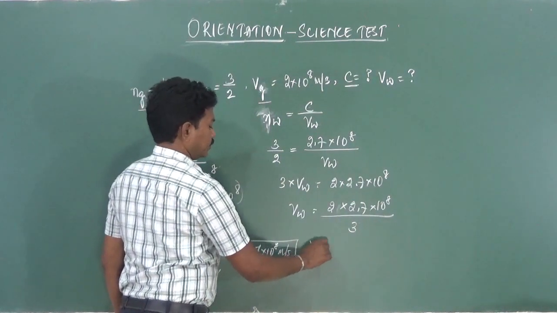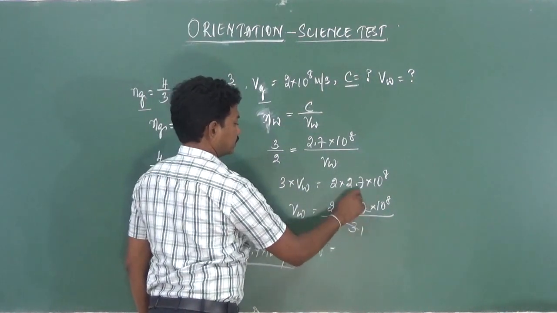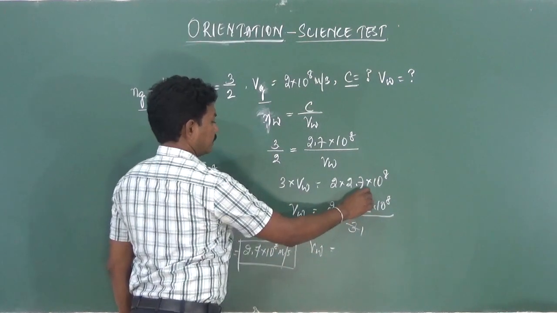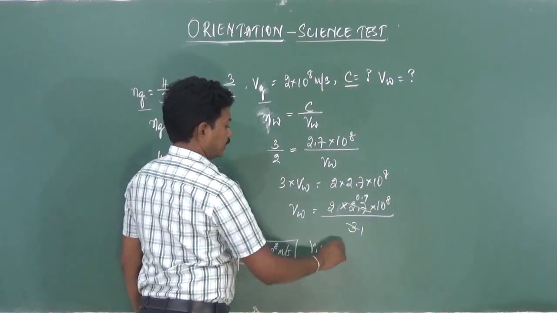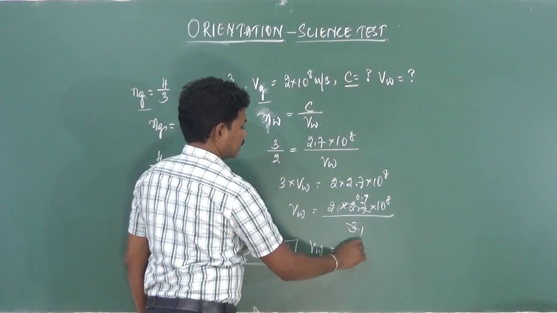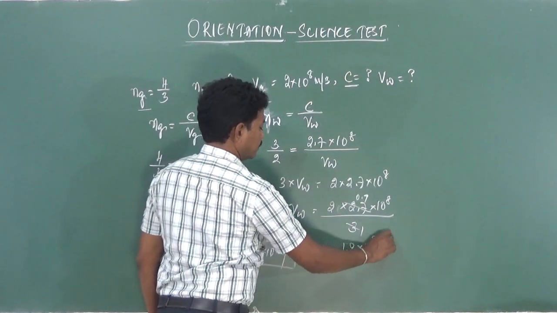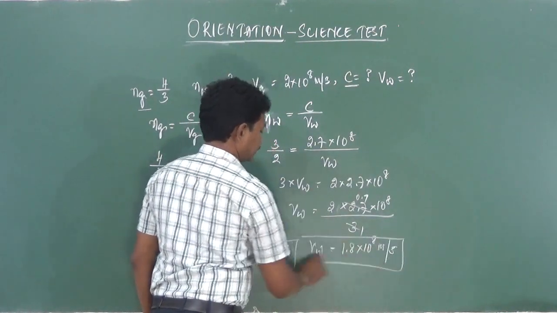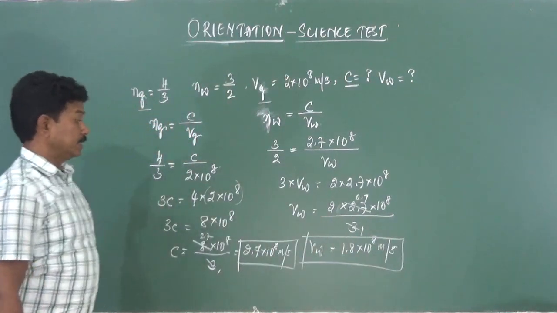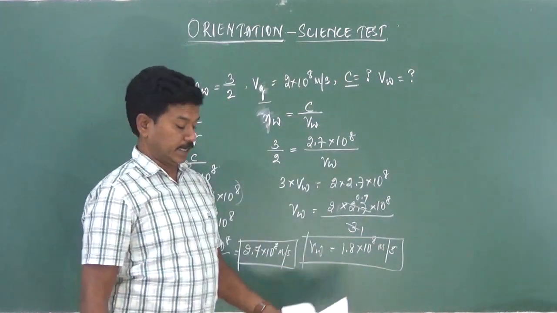So v_w is equal to, 3 ones are 3, 0.9 times 2 is 1.8 × 10^8 meters per second. So this is the velocity of light in water. So this is the answer.